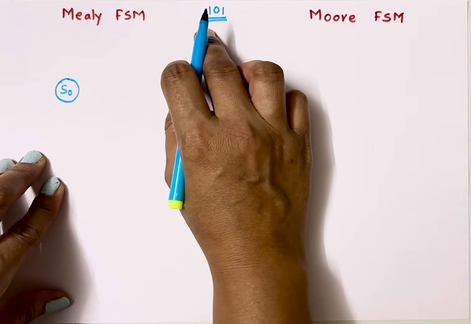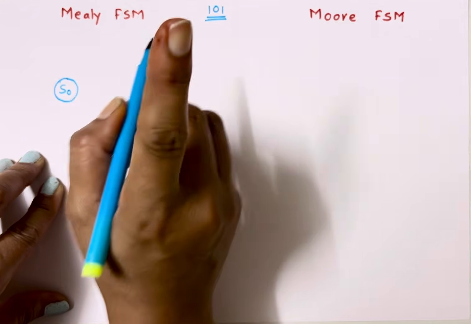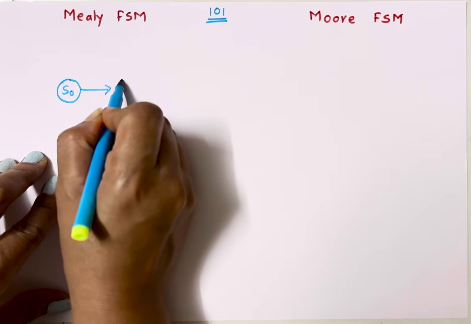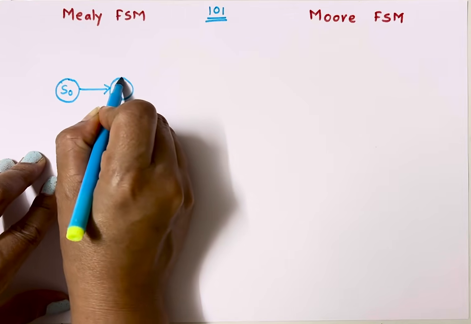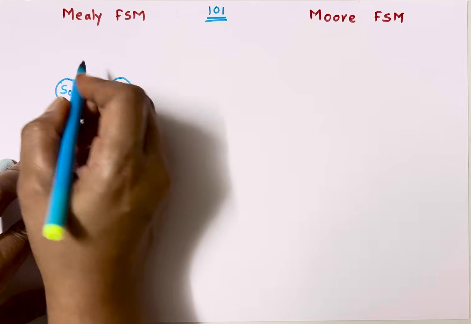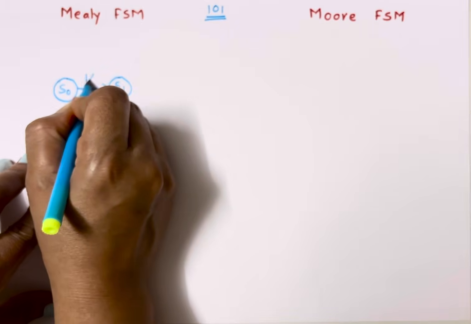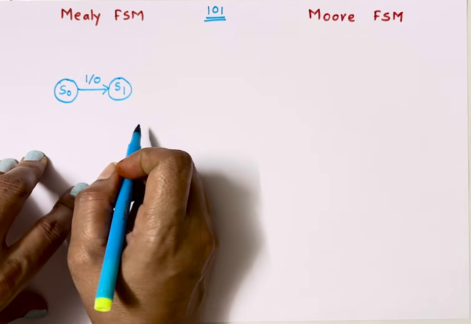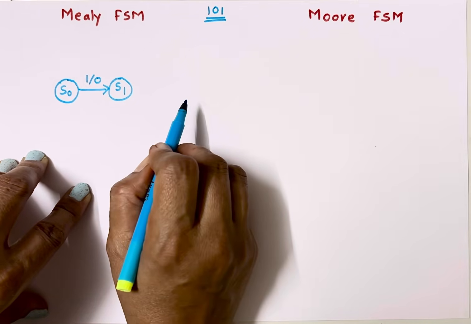What is my first correct bit? 1. If 1 comes, the correct bit comes, then it will go to the next state. Only if the correct bit comes will it go to the next state. So 1 is my correct bit. If 1 comes, it will go to the next state, and the output is 0. The output will become 1 when it detects the entire sequence.